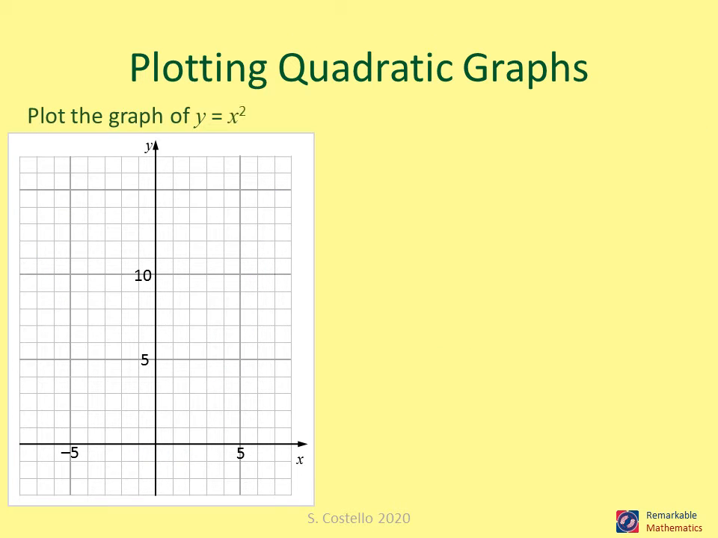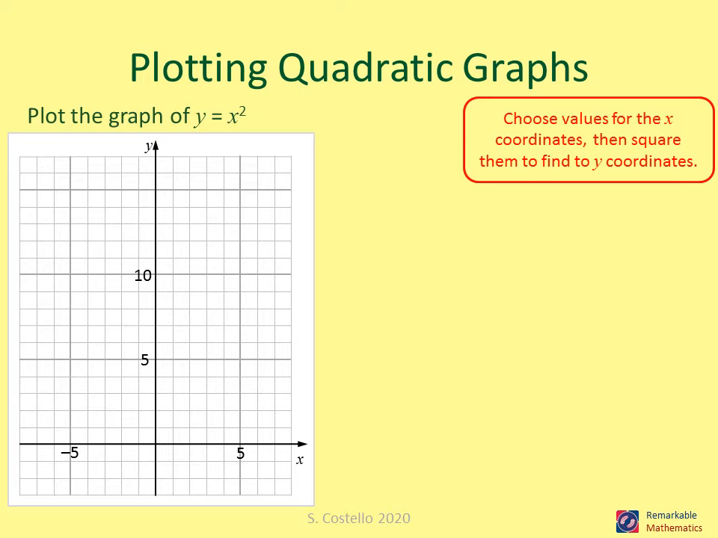Plot the graph of y equals x squared. Choose values for the x coordinate, then square them to find the y coordinates. So here we have x and y. When x is 0, y is 0 squared, 0. When x is 1, y is 1 squared, 1.